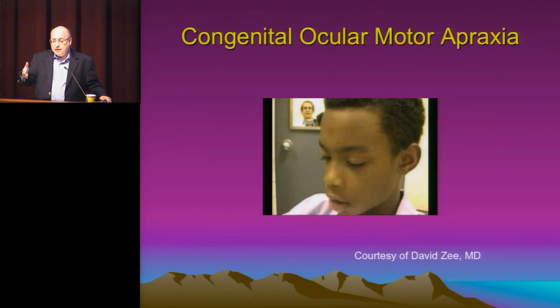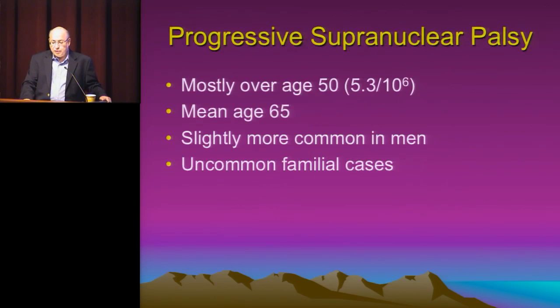And if you can't make saccades, you just got to keep moving your head. And if we get this running, we'll see it afterwards. Progressive supranuclear palsy is the most important disease to know about, which gives you supranuclear deficits.